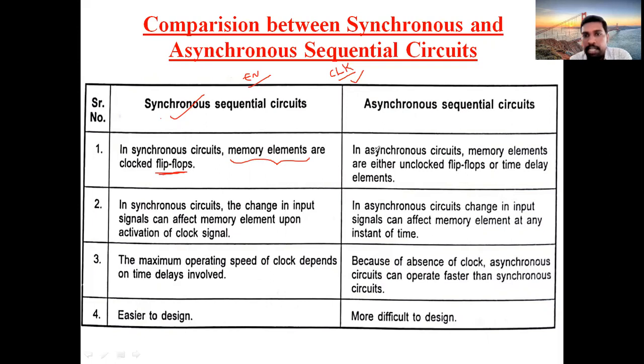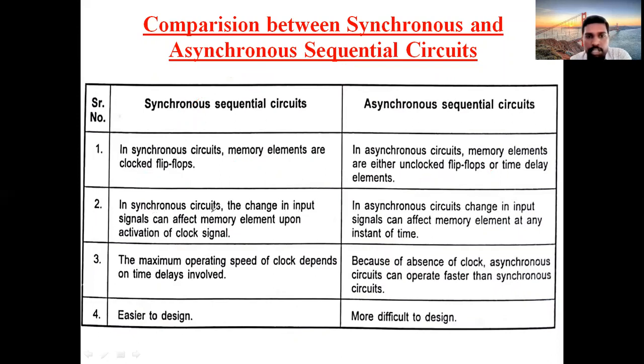Next, in asynchronous circuits, the memory elements are unclocked. Unclocked means they are taken separately. If we have five flip-flops, the five flip-flops will have five separate clock pulses. Clocked means all the flip-flops depend on a single clock pulse, whereas unclocked means separate clock pulses for all the flip-flops.